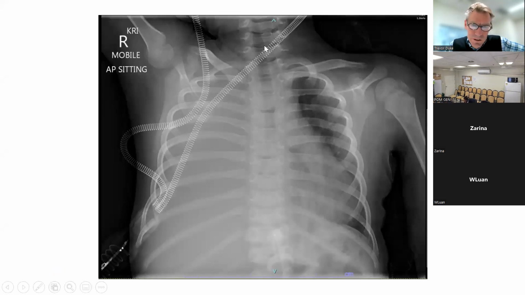Don't worry about this. This is just the nasal prongs, this curly, metal-looking thing. But who can tell me what's going on in this X-ray? It's a homogeneous opacity on the right, with the mediastinum being pushed to the left. That's right. So good. A homogeneous opacity on the right side, and there's mediastinal shift to the left. So Benji, when you see something like this, what goes through your mind?